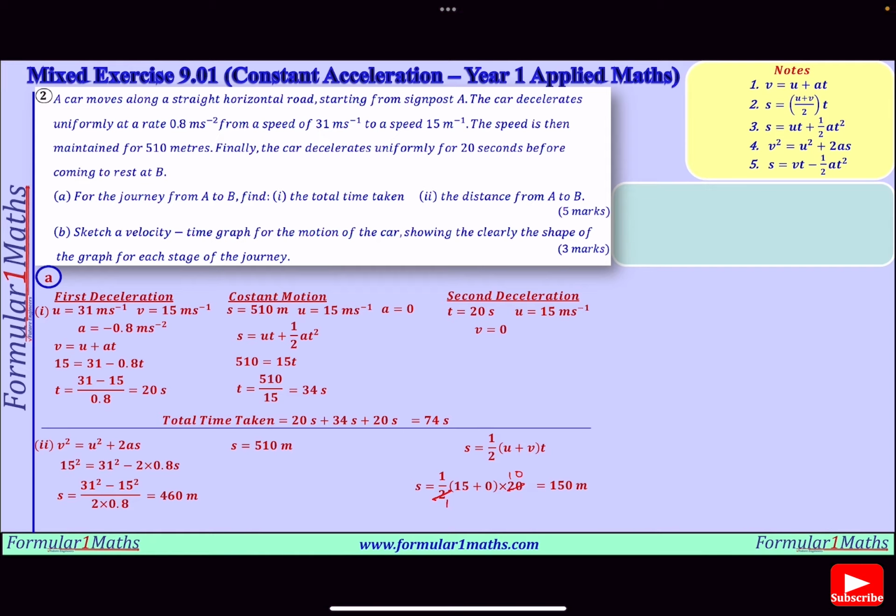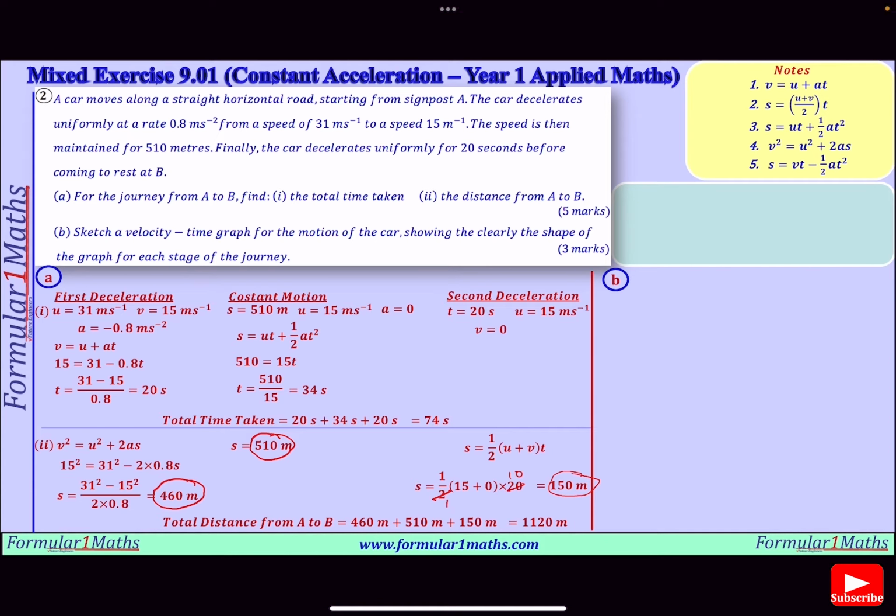And we are looking for the total distance from A to B, and this will be given by the sum of the various distances moved in the various stages. So we have 460 meters, 510 meters, and then 150 meters. Add them together, and you're going to get 1,120 meters.